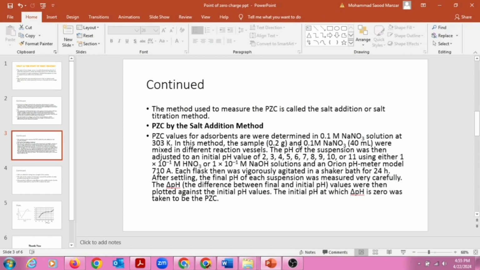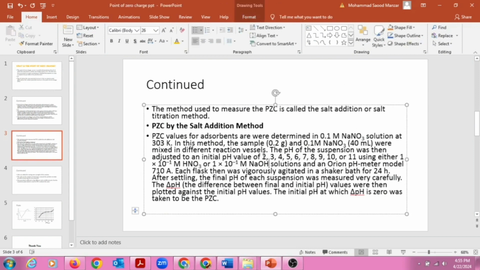So here, first of all you will prepare 0.1 molar sodium nitrate from the salt available in the laboratory, at room temperature, and then we would be taking 0.2 gram of the adsorbent into different aliquots or different conical flasks of 0.1 molar sodium nitrate. We will adjust the pH using 0.1 molar NaOH or 0.1 molar HCl, and the pH range would be from 2 to 11. You can specify yourself, you can choose even from 1 to 10 also.